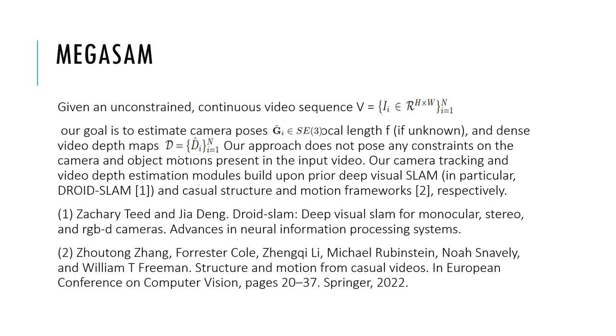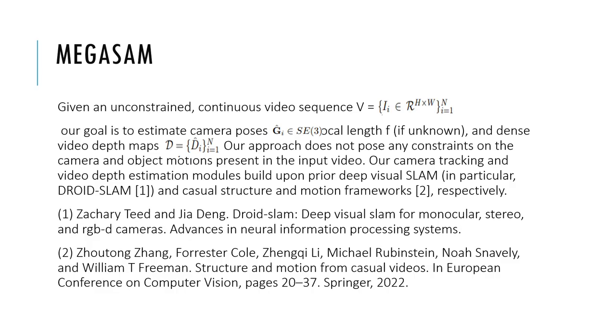typically takes a constrained continuous video sequence, where each frame is an image of size H by W, where H and W indicate the height and width of that image. For the video we have a number of frames, and each frame is taken as I. Our goal is to estimate the camera pose and focal length, which are unknown, and a dense video depth map. Our approach does not pose any constraint on camera and object motions present in the input video.